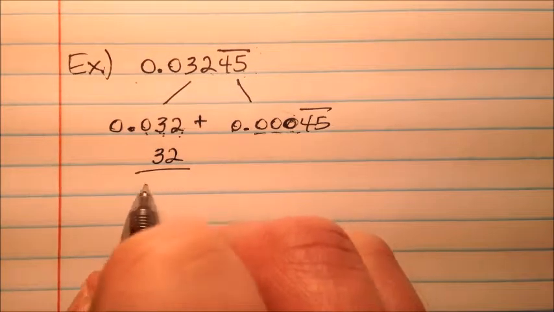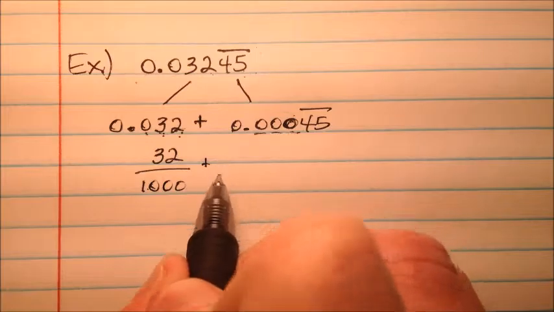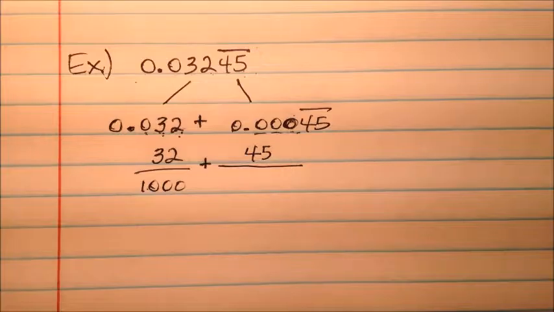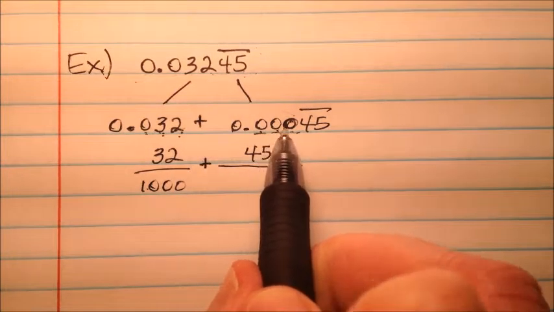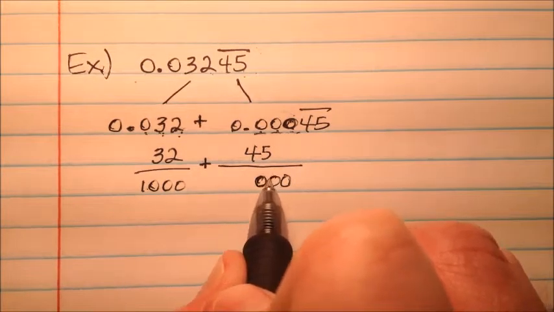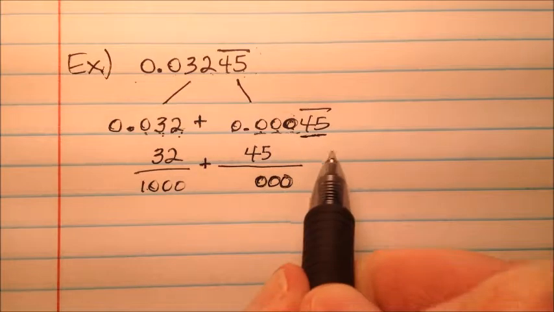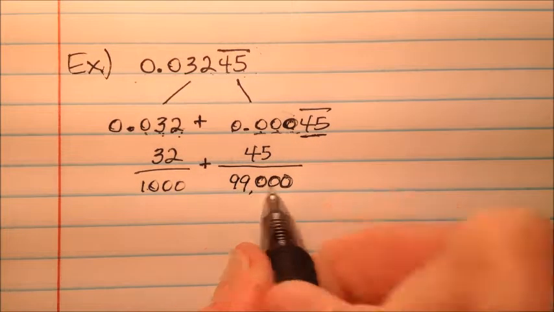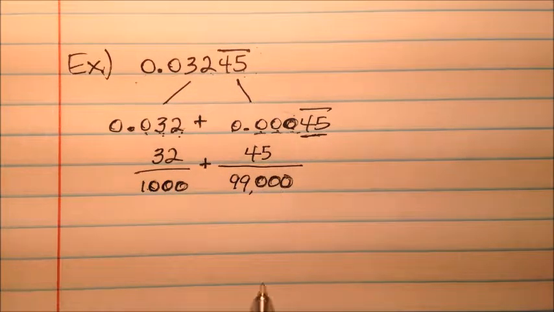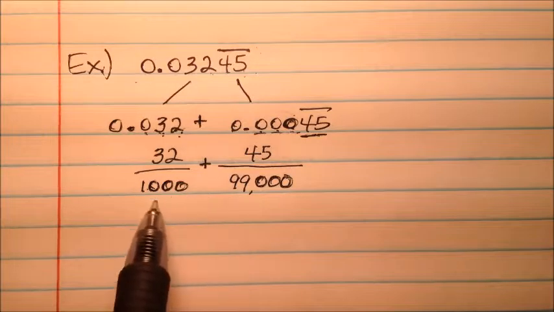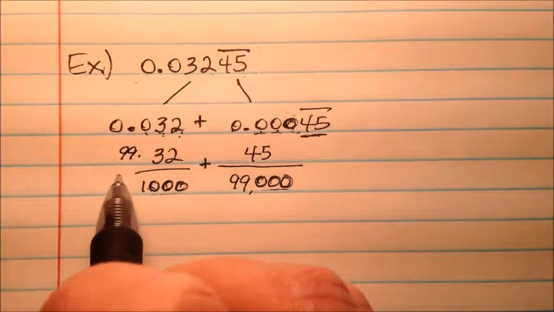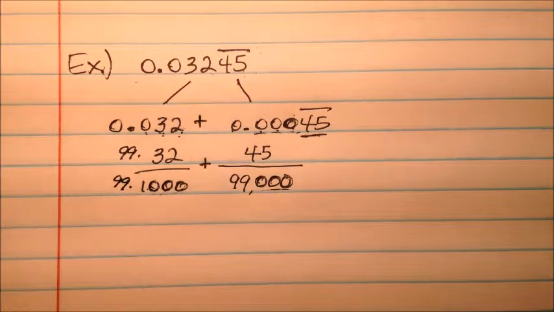So I'm going to put 32 over 1,000, and then add that to 45 in the top, but what's going to be in the denominator? I have 3 digits that are not repeating, so I'm going to put 3 zeros back here behind it. I have 2 digits that are repeating, so I'm going to put 9s for both of those. So right now I have 32 over 1,000 plus 45 over 99,000. This guy already has 3 zeros, so he's just lacking the 99. So let's multiply by 99.